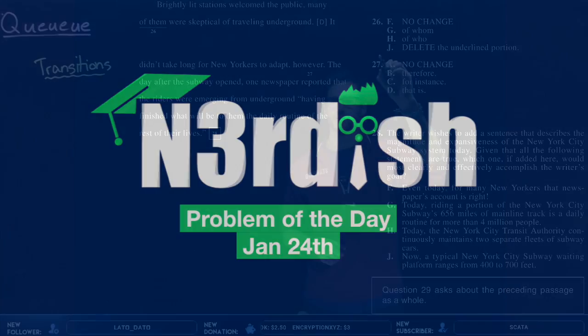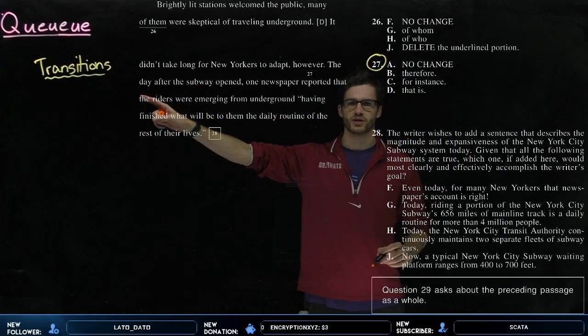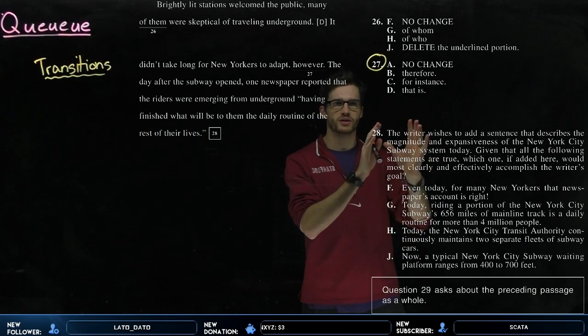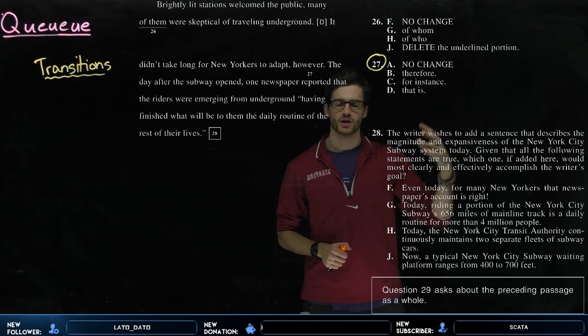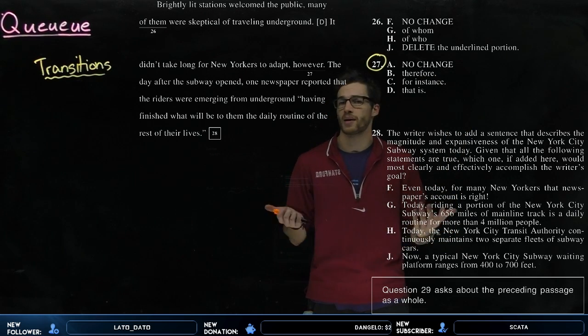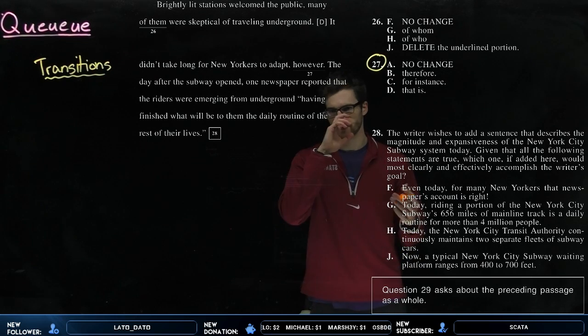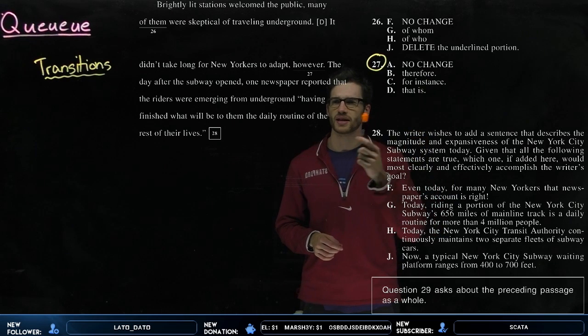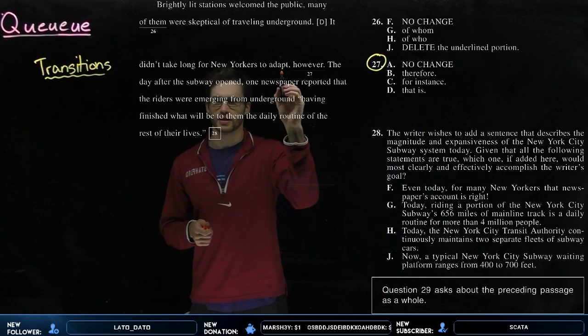Number 27. This is a transition question, okay? It's very easy to tell, and in English you always want to go to the answer choices first to figure out what type of question it is. It saves you a ton of time, which may or may not be an issue for you on the ACT English. Who knows? Okay, so here we see therefore, for instance, that is, and then here the word is however.